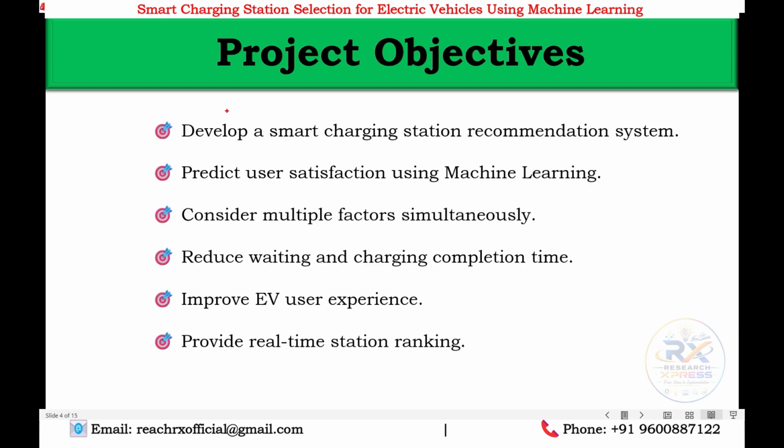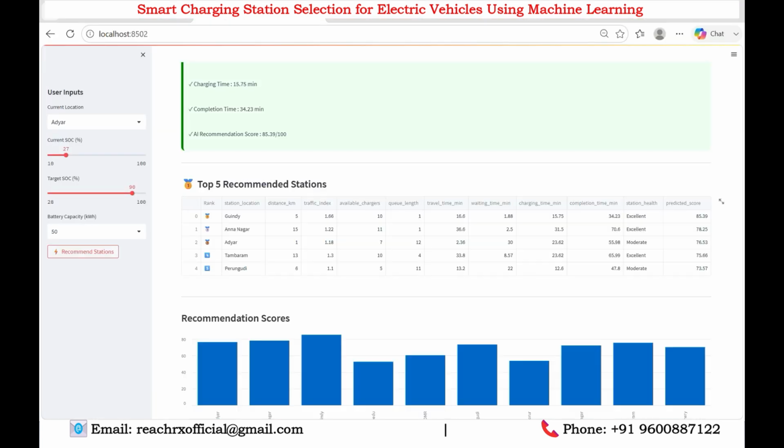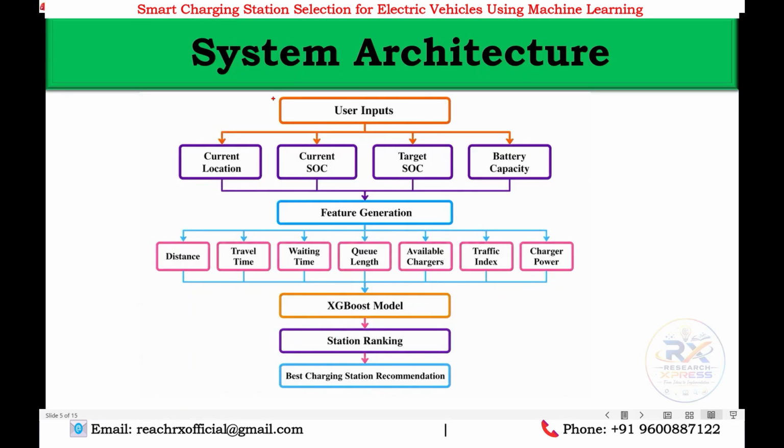Next, the project objective is to develop a smart charging station recommendation or selection system. Predict user satisfaction using machine learning techniques. Multiple factors we can check simultaneously. Based on that, we have already visited the dashboard. Reduce waiting time and charging completion time. We can improve EV user experience. Provide a real-time station ranking. We can see the real-time station availability of chargers, distance and travel time, everything from the dashboard. This is the system architecture.